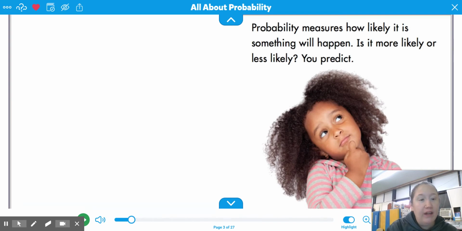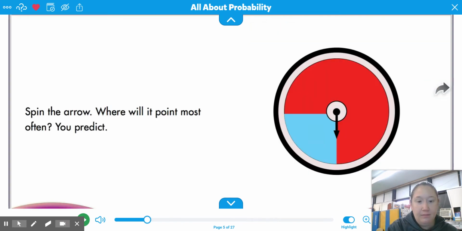Is it more likely or less likely? You predict. Spin the arrow. Where will it point most often? You predict. All right, so if we look at this circle, we can see that part of it is a blue color and the rest is red. Which one has more, the blue or the red? I want you to think about it.